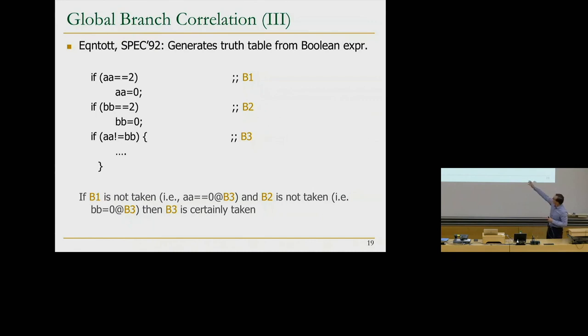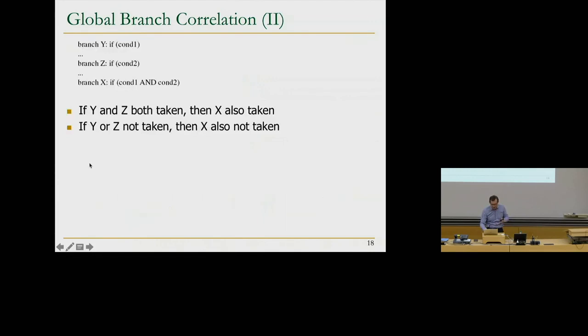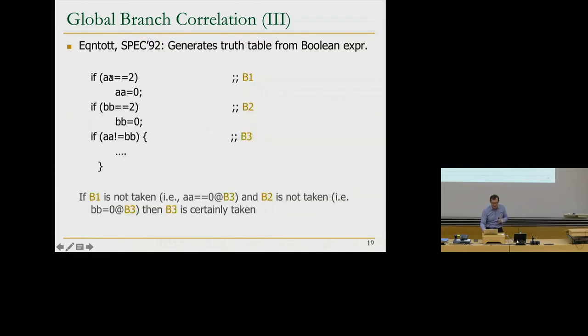So this is an equation to truth table program that generates a truth table from a Boolean expression. And this was one of the hardest to predict branches over here, the second one. It's very similar to, if you look over here, something like this. So if B1 is not taken and B2 is not taken, then B3 is certainly taken in this case. Basically, this branch is correlated with these outcomes. And it turned out all of the branch predictors were failing. You would be getting 70 to 80% accuracy in this workload.